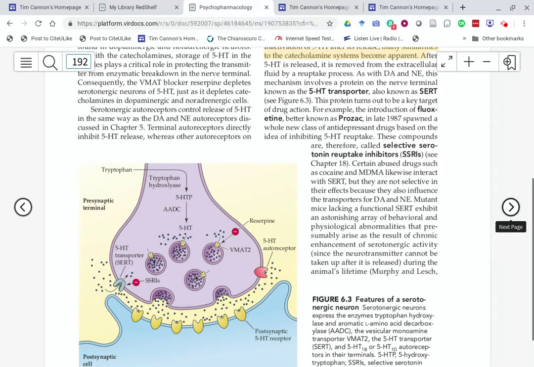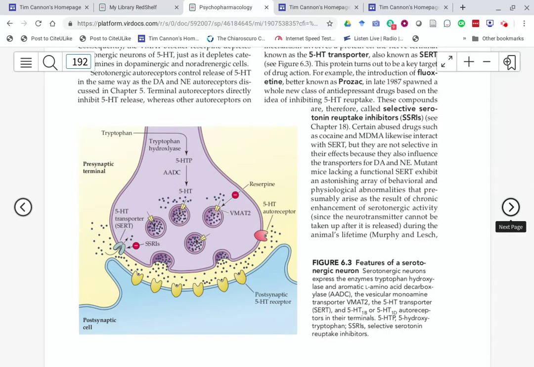And there are the postsynaptic receptor sites. So, purple is the presynaptic cell, blue is the postsynaptic cell. Most of these receptor sites are metabotropic, which is graphically what they're representing there. There are some ionotropic, which you should know. There's a 5-HT transporter, SERT.